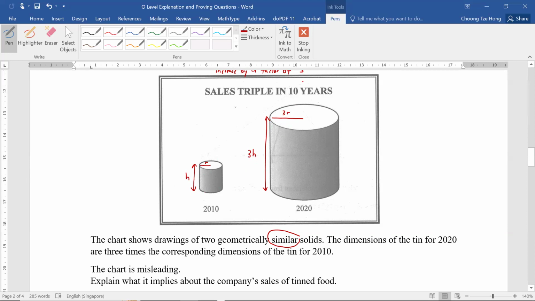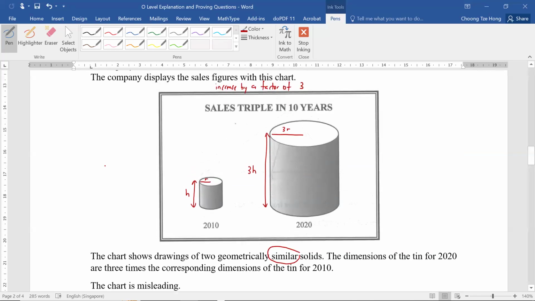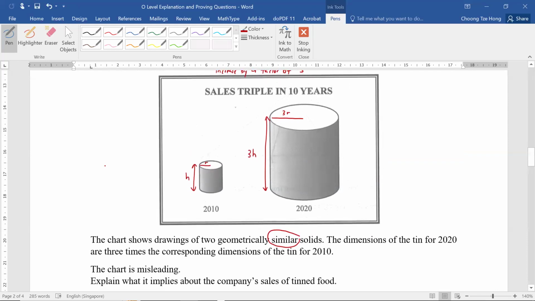Now they are saying that this chart is going to be misleading to people who just take a glance at the two tins and then form a conclusion about the sales of the tin food. So what actually is wrong with this? Over here, you need to pick up on the info that they have given to you. They have given you the info that these two tins are similar. Because they are similar, we should be able to calculate the ratio of their volume.